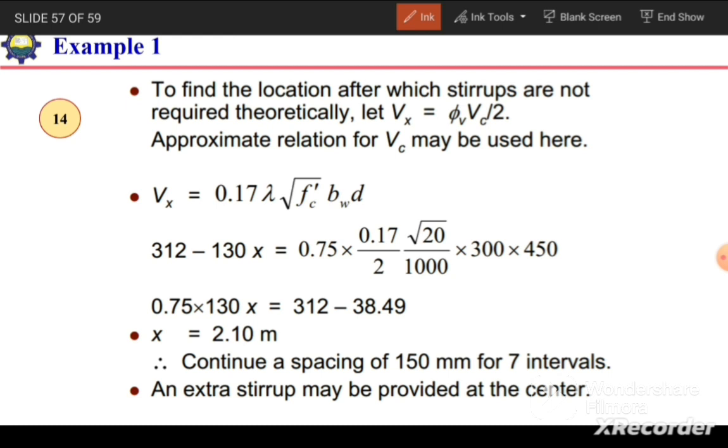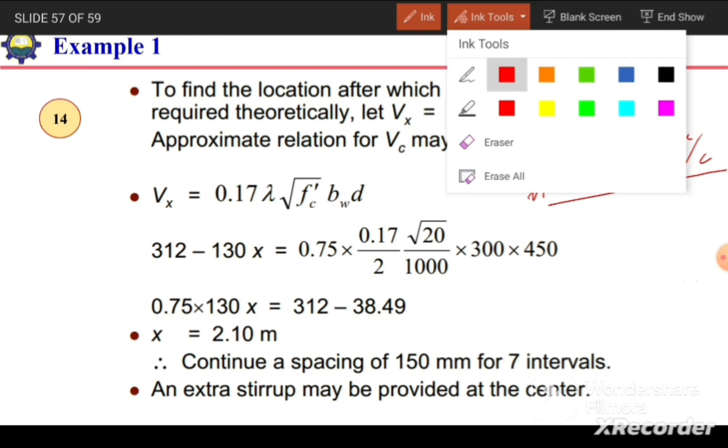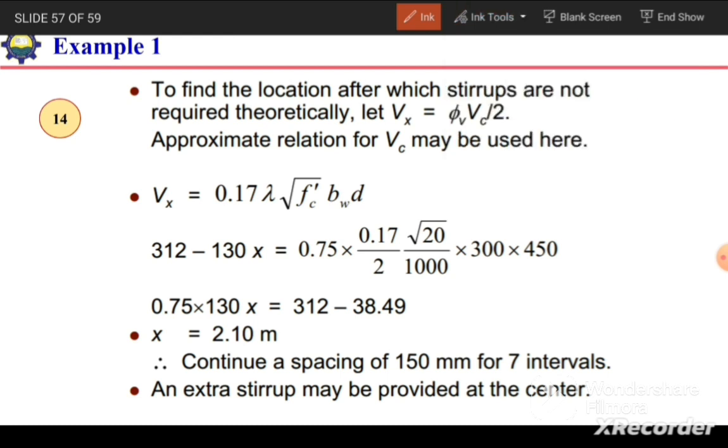Okay, so now we can continue this spacing up to the next point, or up to a point where there is no reinforcement required. So our calculated spacing at this location is number 10 at the rate of 150 millimeter center to center. So we can provide this spacing up to the next section, or up to the point where no stirrups are required. So let's calculate the point where no stirrups are required.